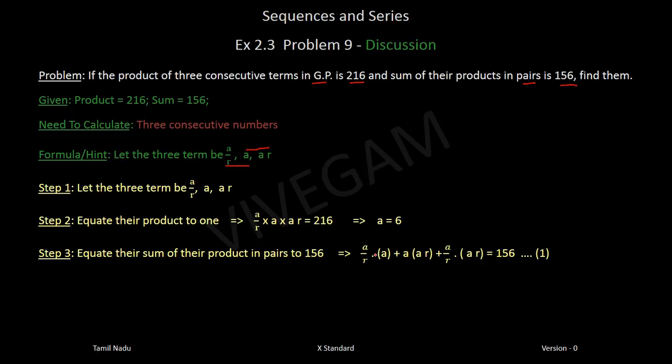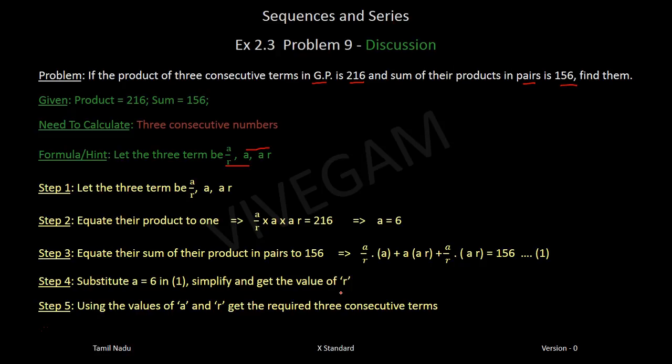You got it? That's what they mean by saying pairs. Now what will you do? You substitute the value of a and simplify it. You will get an equation in r. It will be a quadratic equation. Solve the quadratic equation, get the value of r. Once that is done, then the three terms can be calculated with the value of a and r. So what I suggest is you pause the video here and try to work this problem on your own, and after working come back and check your working with our solution.